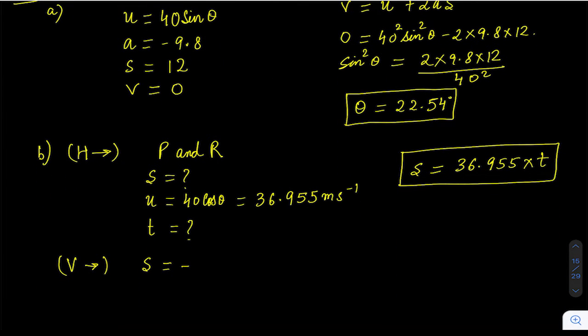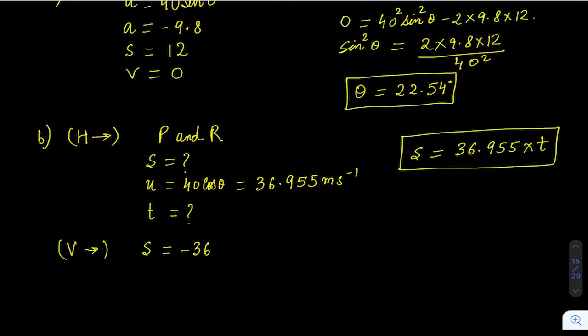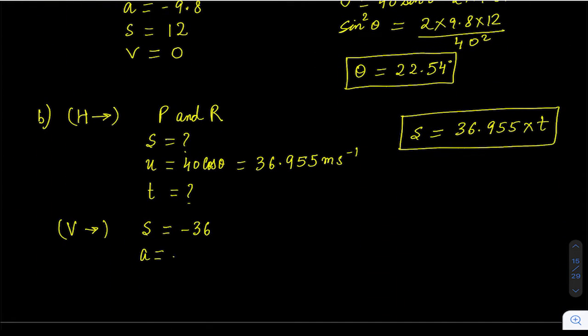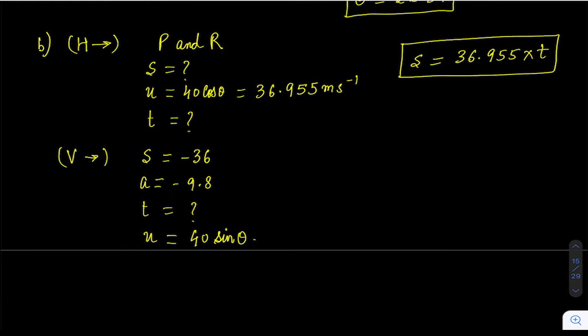Now be very careful. I have seen lot of students make lot of mistakes in this. Now you are going down, so obviously displacement is in negative direction, that is downward direction. Displacement will be minus 36 here. Acceleration is the same in vertical direction, minus 9.8. Time we have to find out. Initial velocity is u sine theta, that we already know, 40 into sine theta. We know the value of theta. Let's use this to find time.